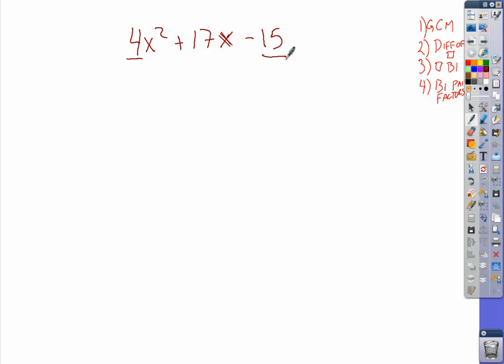So we go through our checklist. We look for a greatest common monomial. There isn't one. We look for a difference of squares, and you're going to tell me 15, let alone negative 15, is not a perfect square. And so we are stuck with finding a binomial pair of factors.